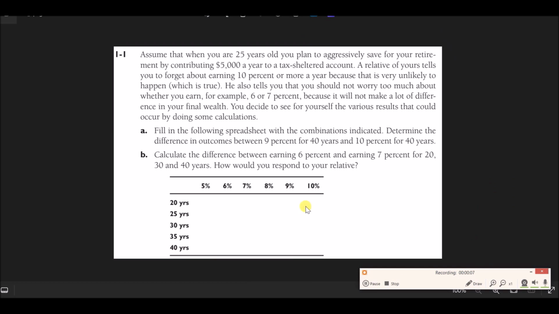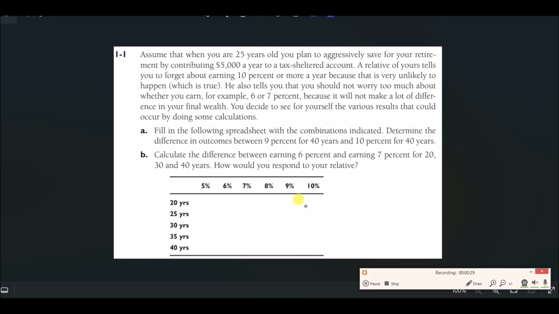Question number one, it's a spreadsheet problem from chapter number one. Assume that when you are 25 years old and you plan to aggressively save for your retirement by contributing $5,000 a year.